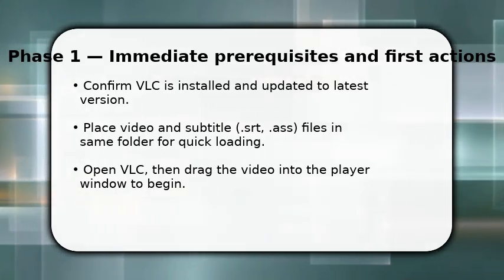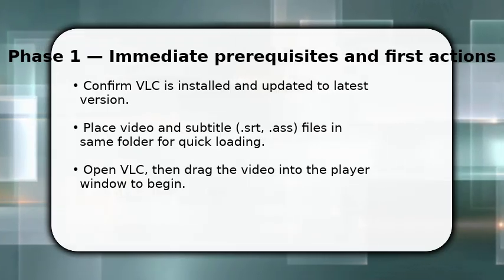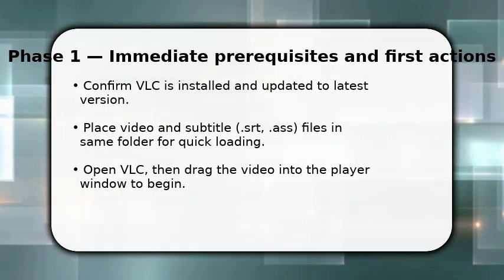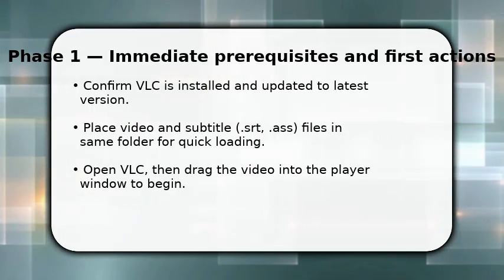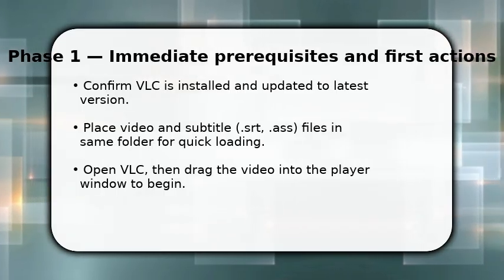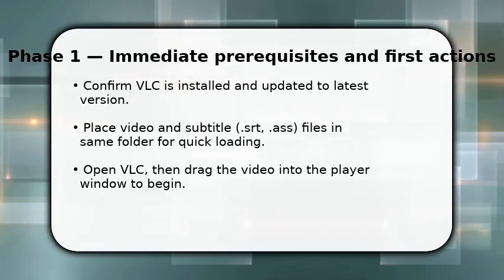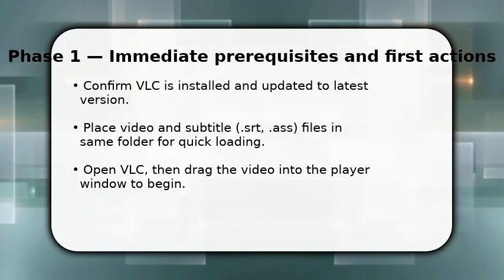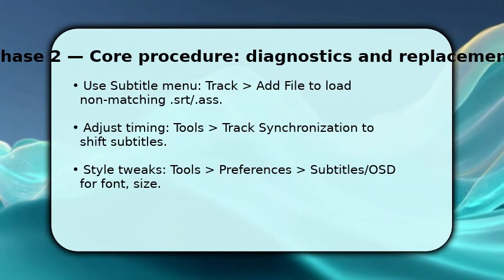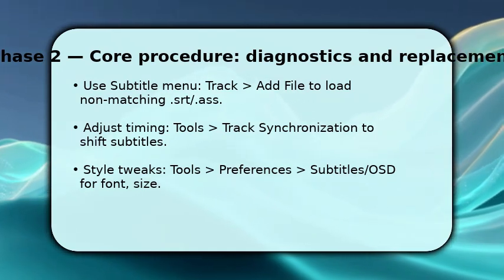This starts playback immediately. Next, check that the subtitle file name matches or is in the same folder for automatic detection. If not, use the menu. This minimal prep speeds the process and prevents file mismatch errors, so you get straight to displaying text on screen without hunting through folders. Now load subtitles explicitly if VLC didn't auto-load.